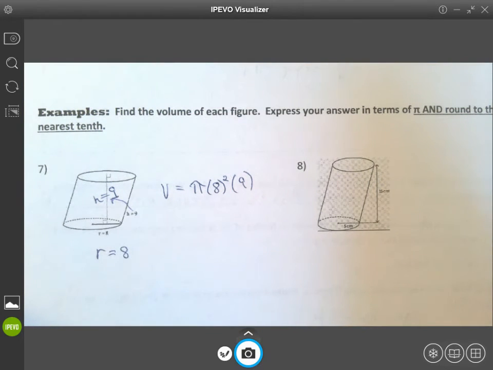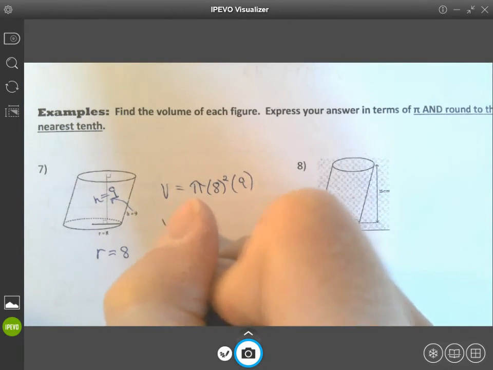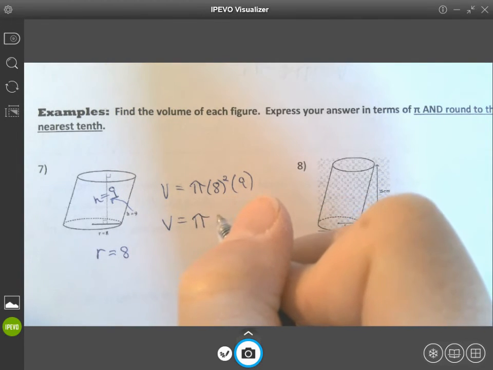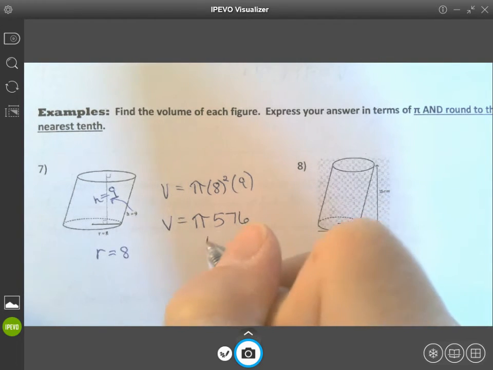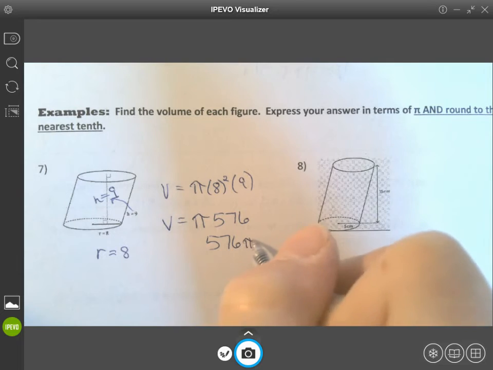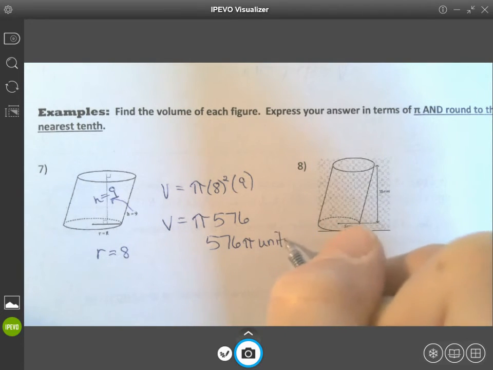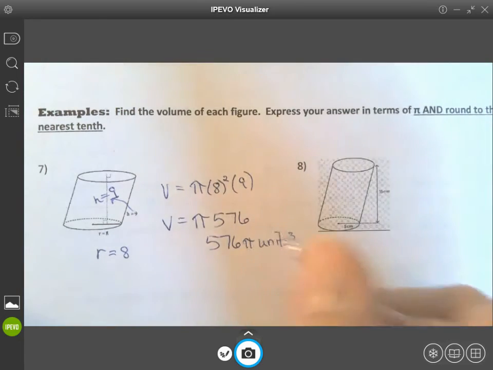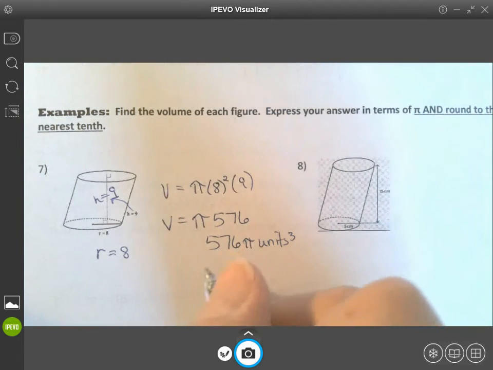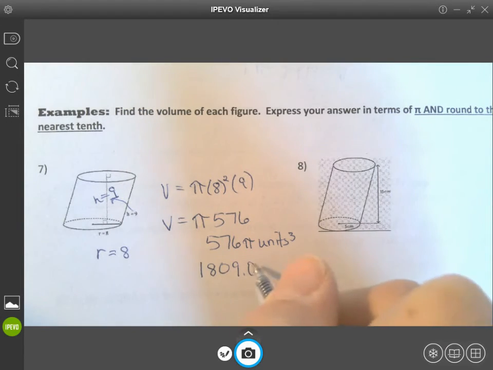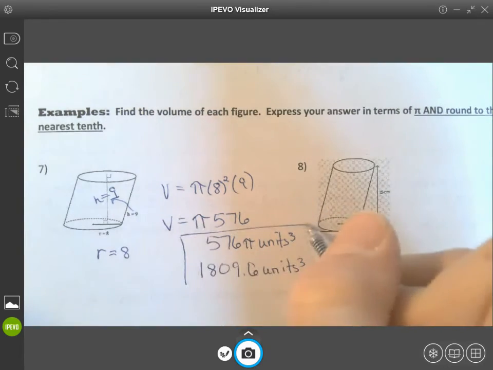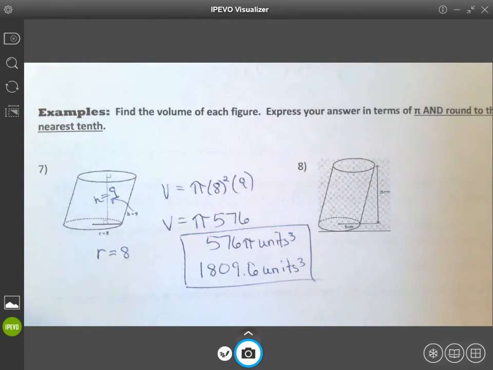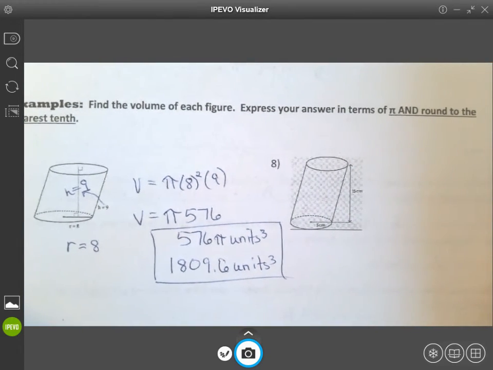All right, plug that in the calculators. It's pi times 576. How do we write it? 576 pi. And I'm going to go with units cubed because they didn't tell me. All right, what is the approximate answer to the nearest tenth? 1,809.6 units cubed.